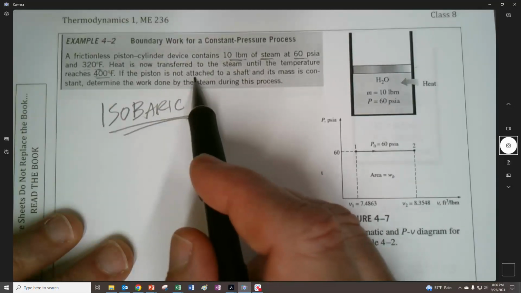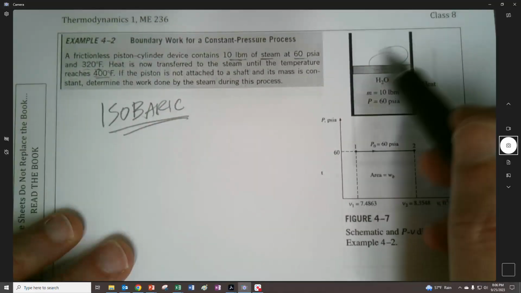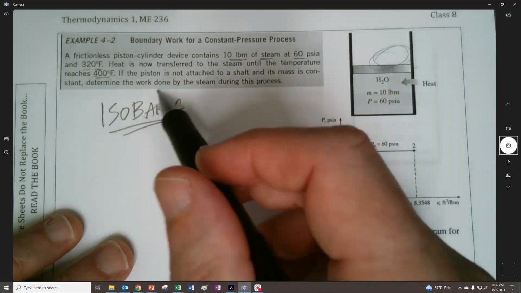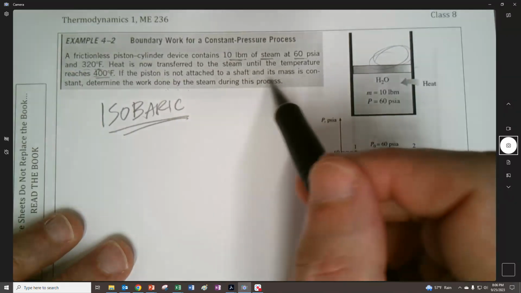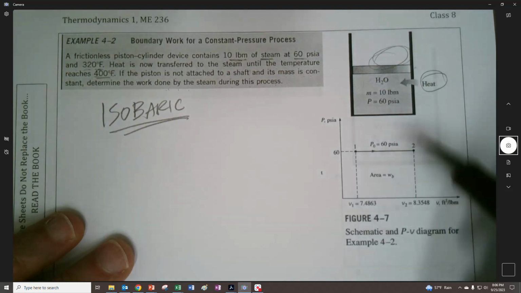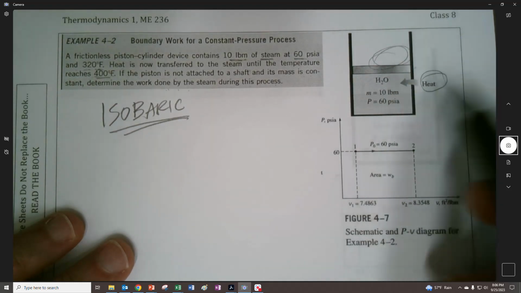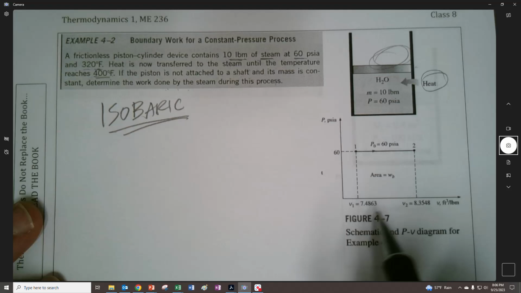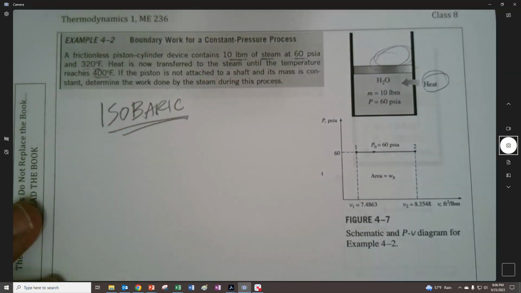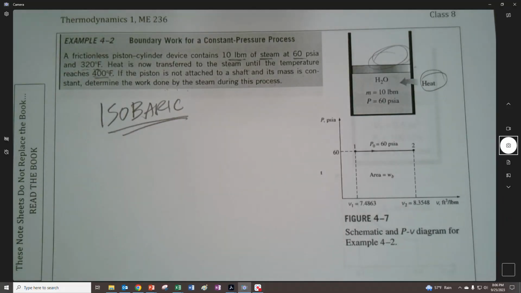If the piston is not attached to a shaft, okay, there's nothing attached, so nothing can take work away, and its mass is constant. Determine the work done by the steam during the process, right? So we're placing heat into here, but the steam is doing work. We want to find what that is. We will look this up soon with something called enthalpy. I believe that's true. I think we could get the same result, but we'll see later on. Maybe not. I'm trying to think about that.